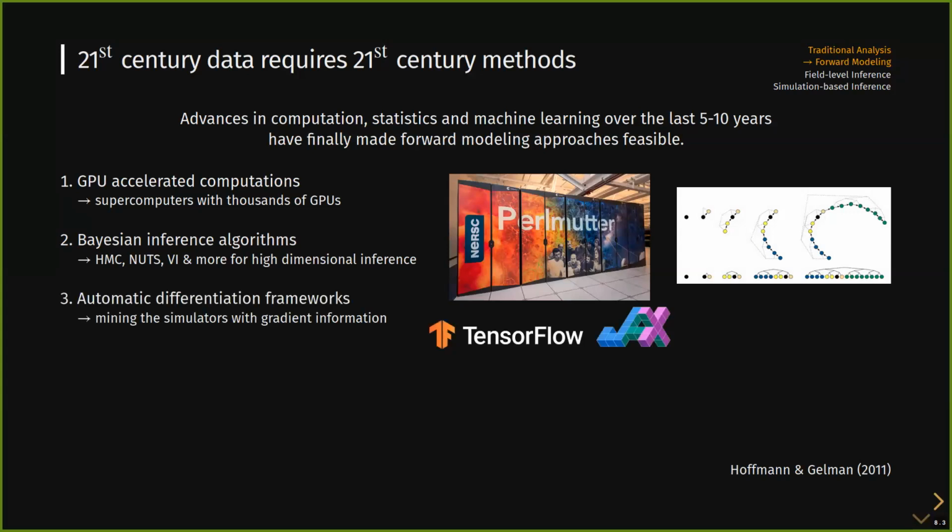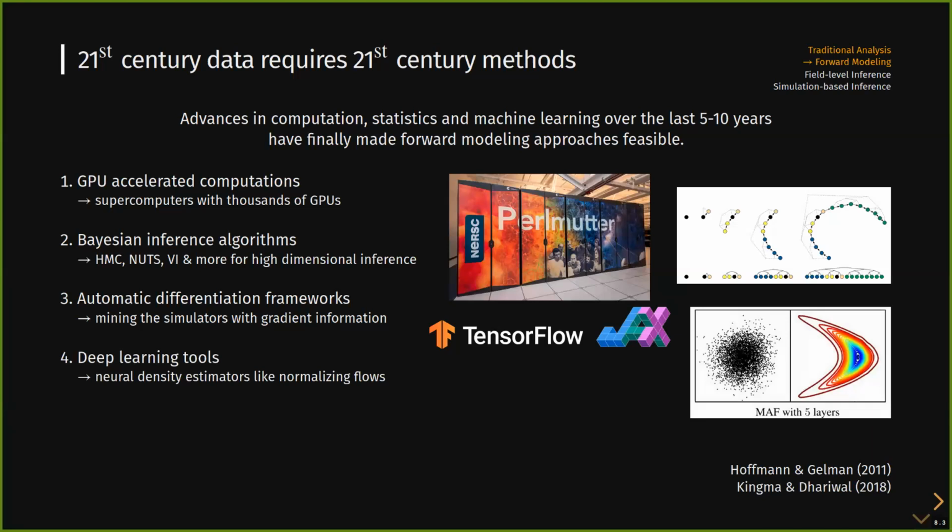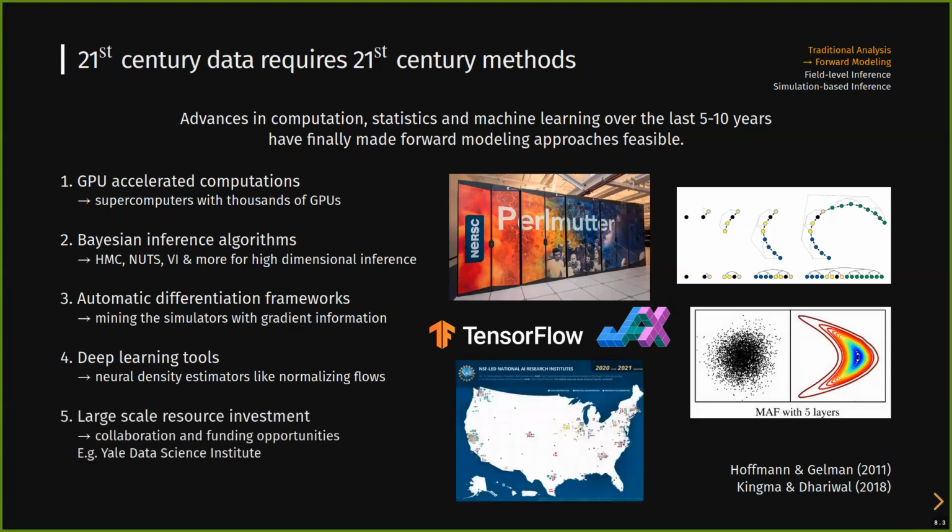These mostly use gradients, and we have auto differentiation frameworks like JAX, PyTorch, and TensorFlow, which have become mainstream at this point. We have developed deep learning algorithms, which not only allow us to accelerate these simulations, but also allow us to do high-dimensional inference and model these things in a much more efficient way. And finally, there's a large-scale resource investment, both from the public agencies and private foundations, in terms of funding, and also in terms of collaboration opportunities.